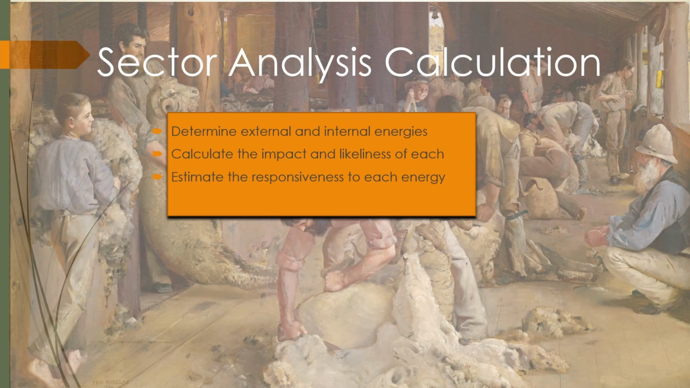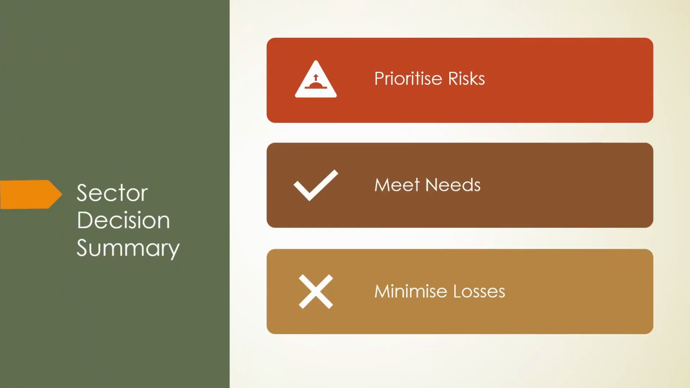So we would need to determine the external and internal energies of a system. We would calculate the impact and likeliness of each of these energies. And then we would estimate how responsive is the system to these energies. We want to prioritize the risks. We want to meet our needs and minimize our losses.